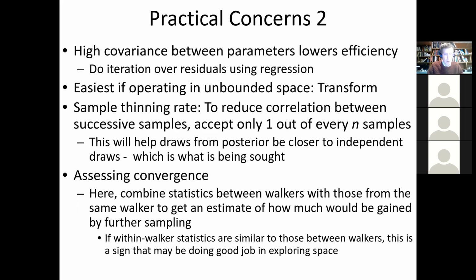Okay, a few other practical concerns, and we'll break. High covariance between parameters. If you have two parameters that exhibit high covariation, say C and beta, for example, and they were multiplied by each other, this high covariation between them tends to lower efficiency. There are some ways around this, but it will often require a lot more samples if you don't do something explicit about it.